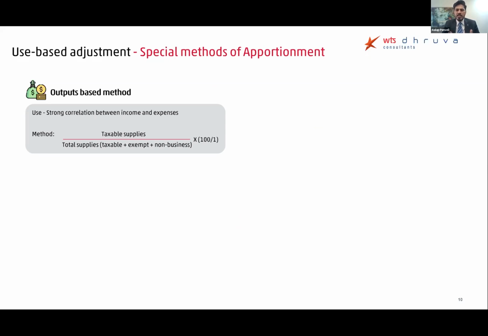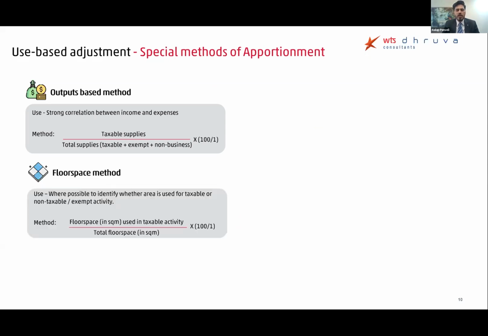The method says that taxable supplies output is divided by total supplies. Total supplies include taxable, exempt, and non-business. So this formula has to be applied to your VAT on common overheads. The next one is typically for real estate businesses which are into commercial and residential leasing, where it is possible to identify the floor space of the taxable activity and your exempt activity. So in this case, you need to first get the floor space, and then based on the floor space, you need to arrive at a recovery percentage. So it's the floor space used in taxable activity divided by the total floor space.